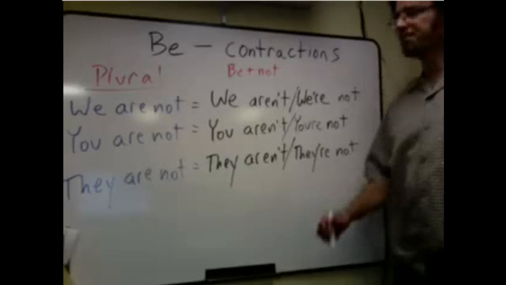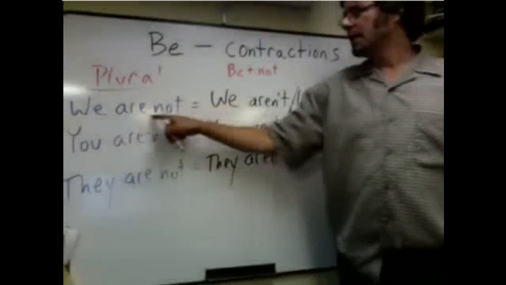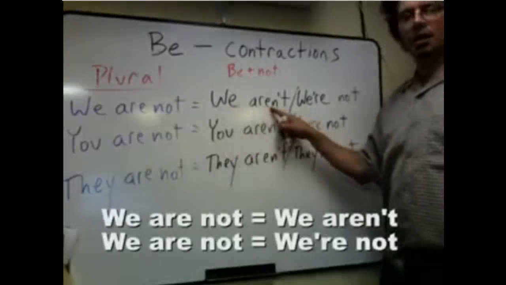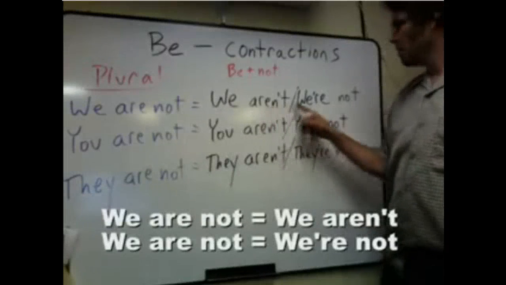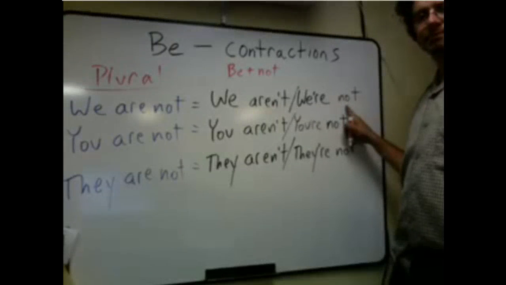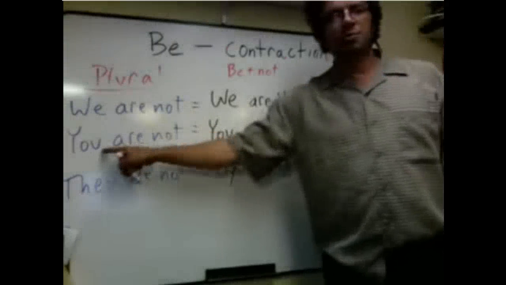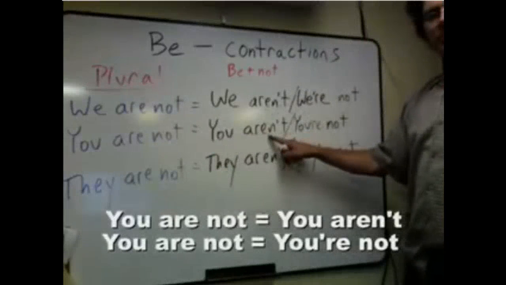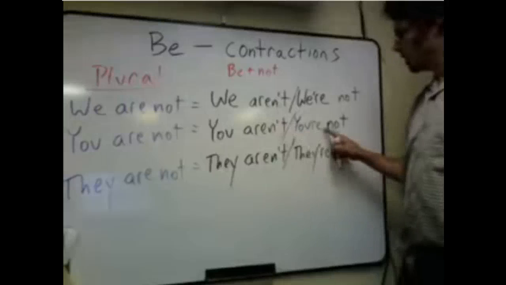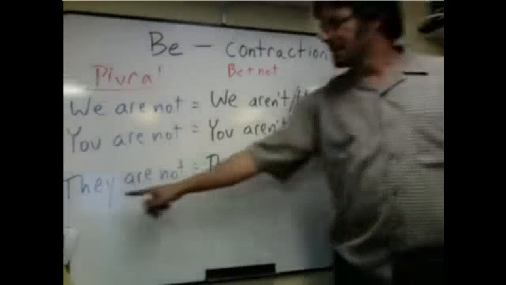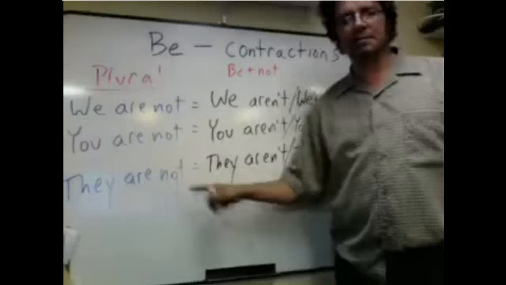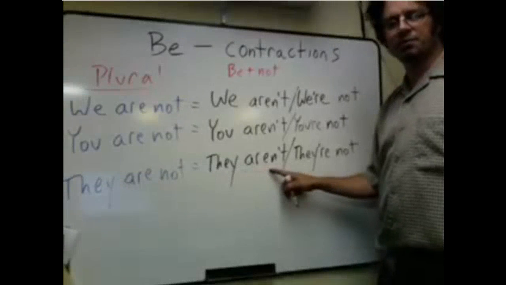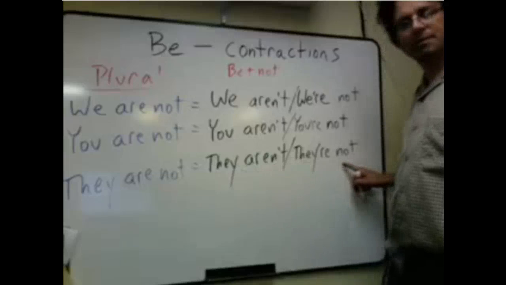In the plural form, we are not becomes we aren't or we're not. You are not becomes you aren't or you're not. They are not becomes they aren't or they're not.